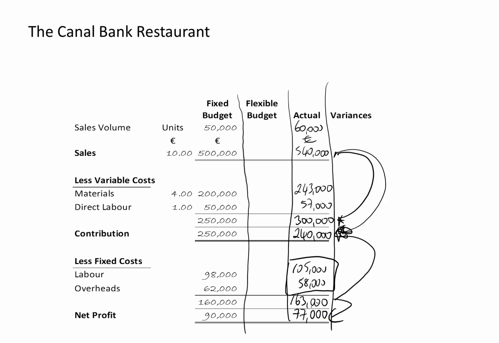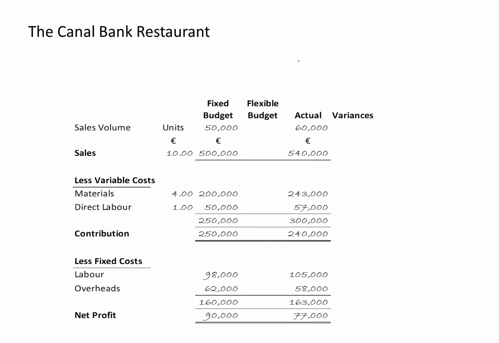Okay. Now, I'm just going to tidy this up, and then we'll have a go at putting in the third bit, which is the flexible budget. So if I tidy that up, we now have the original fixed budget here. We have the actual results in here, and what I want to put in here is my flexible budget.